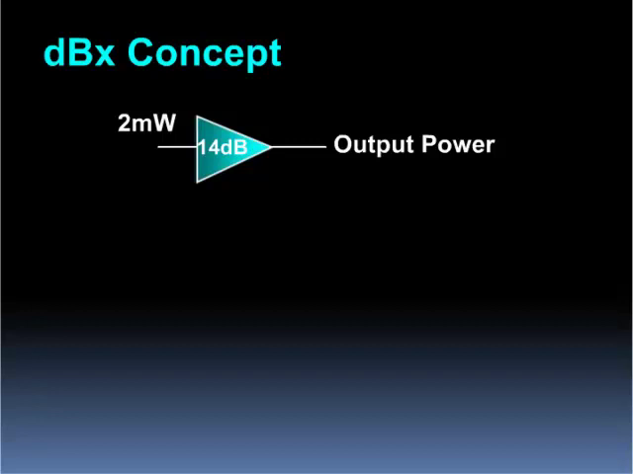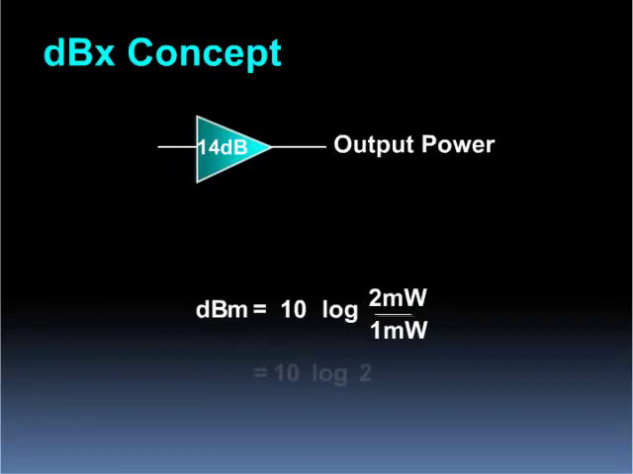The original dB is defined as 10 log P2 over P1. Engineers have found a way to convert absolute power to dB scale by using a relative term, the dBx concept. The equation for dBx equals 10 log P2 over reference term. For example, 1 milliwatt is used as reference for dBm. Substitute 2 milliwatt into P2, and the final answer will be 3 dBm.